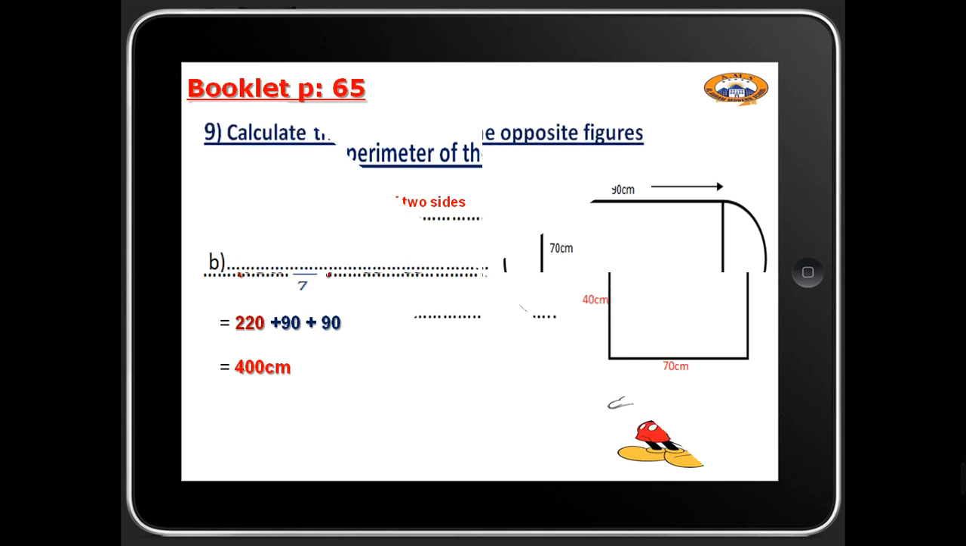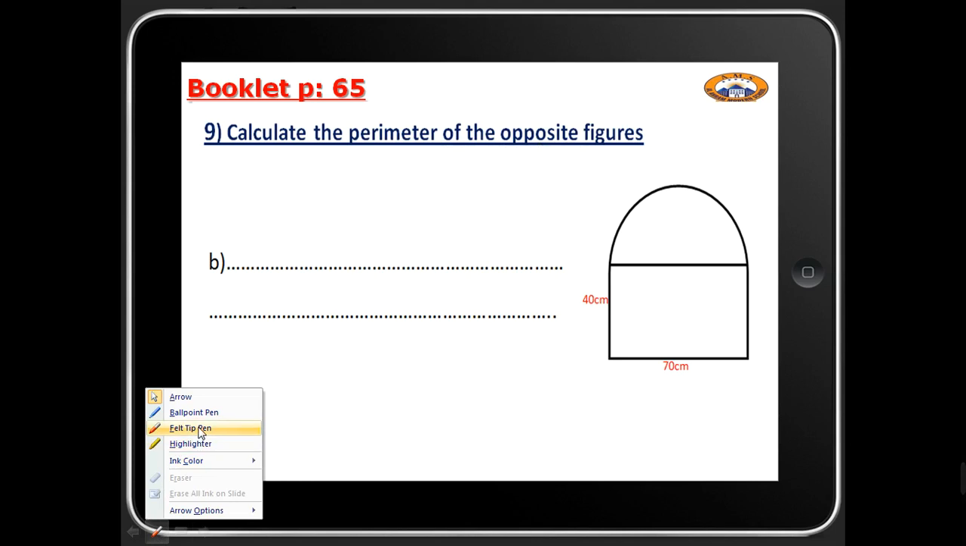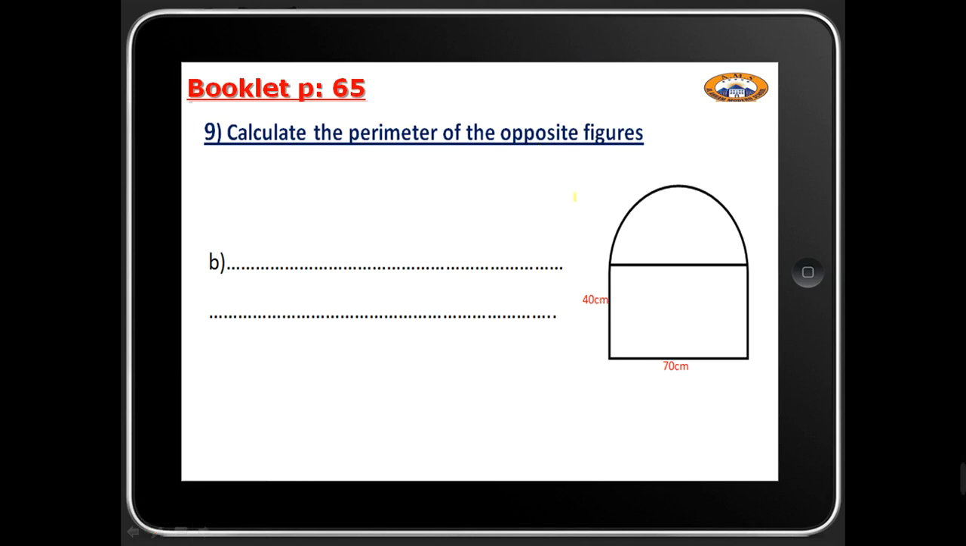So another figure: calculate the perimeter of the opposite figure. Now before we start to answer this, I want you to concentrate on this figure. Here we have not a whole circle. Look at this, this is not a whole circle, this is half of a circle, because I don't have the other part of the other curve to make a whole circle. So here I have only half a circle, and I'm talking about the sum of the outline shape. Here we talk about the perimeter.